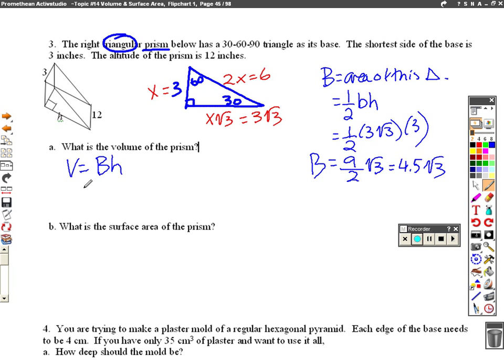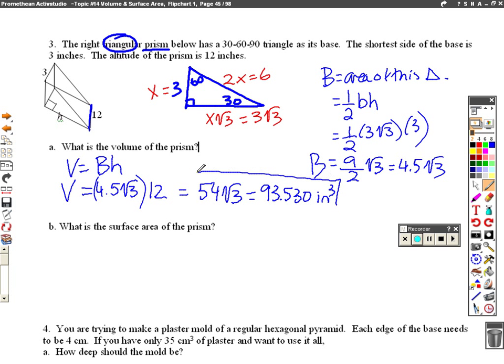So let's go back to our formula over here. Volume will be that number, 4.5 root 3, times the height of the whole prism. And the height of the whole prism is 12. So let's go ahead and put this in our calculator so we can actually get one number. I'm going to give it to you with root and without a root. This would be 54 root 3, which is the same thing as 93.530 inches cubed. Okay, those are the same thing.